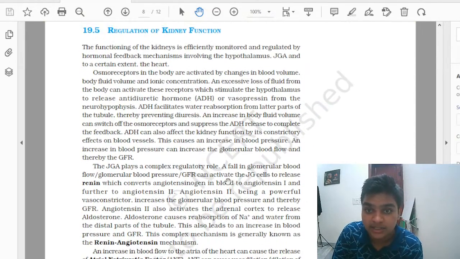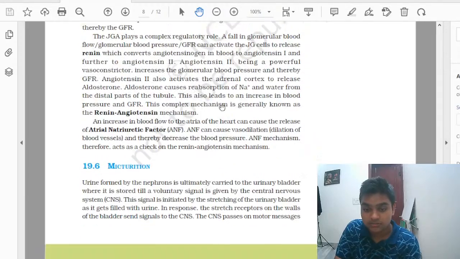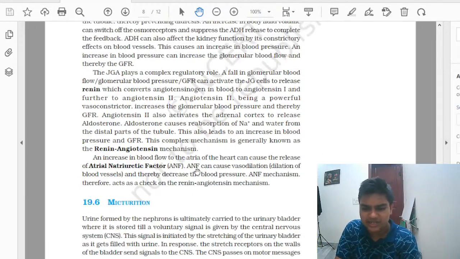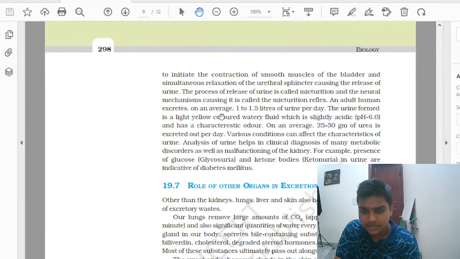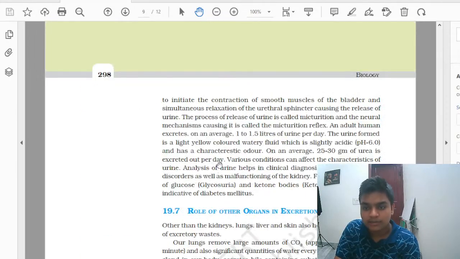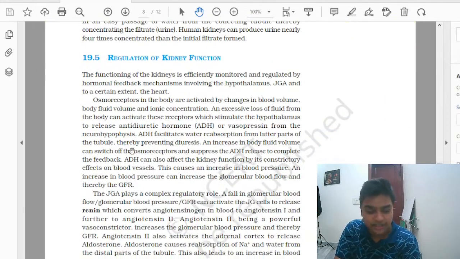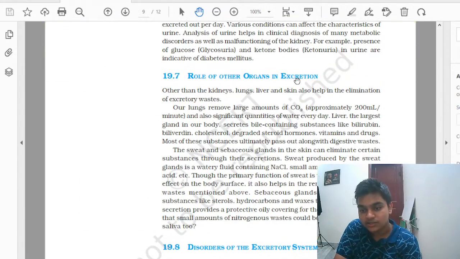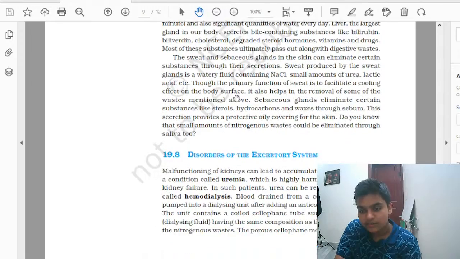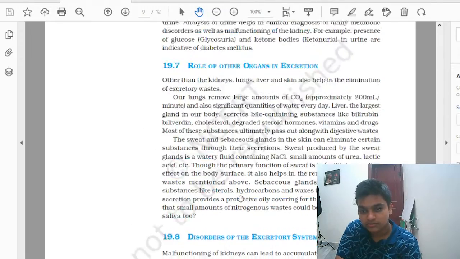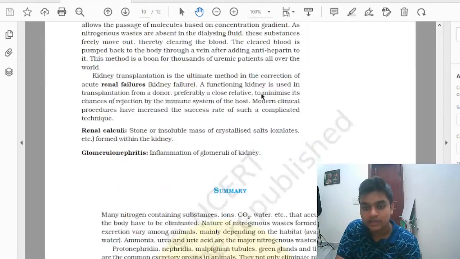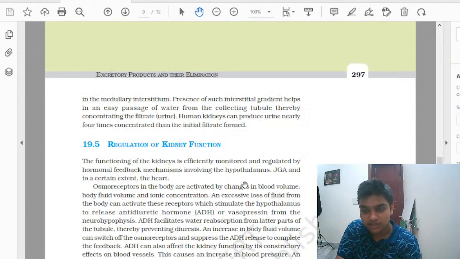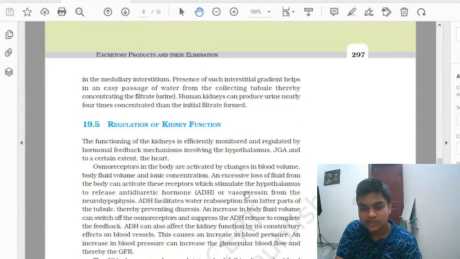We'll be starting with the regulation of kidney function. This micturition is nothing but the excretion of urine. You read this, guys. Now I'll be completing the regulation of kidney function, and you will be left with the role of other organs and disorders. These two I'll be completing in the recorded lecture, guys. In this live lecture, I'll be completing the rest, or else let us complete, guys.